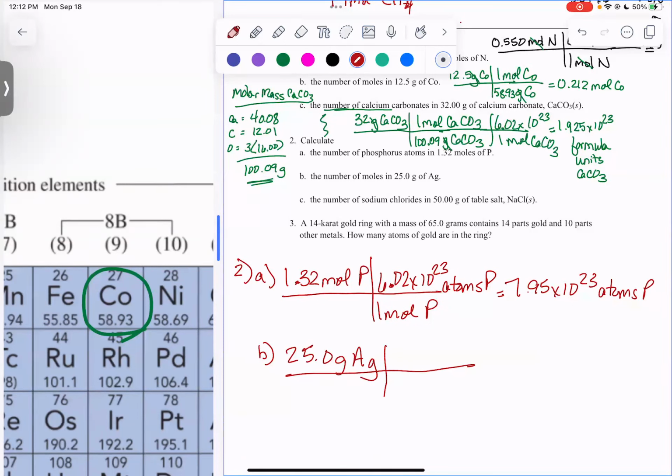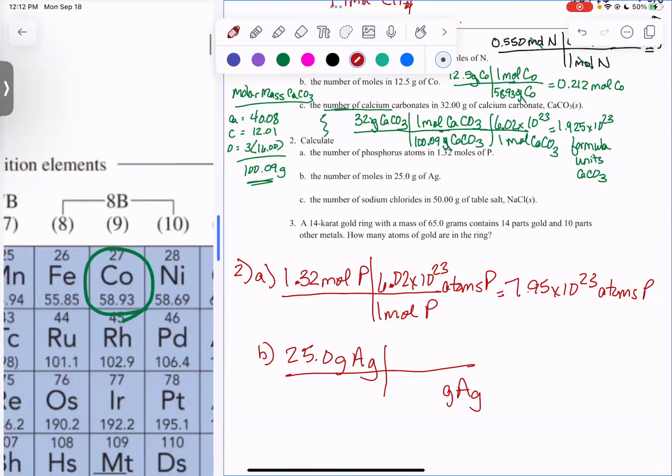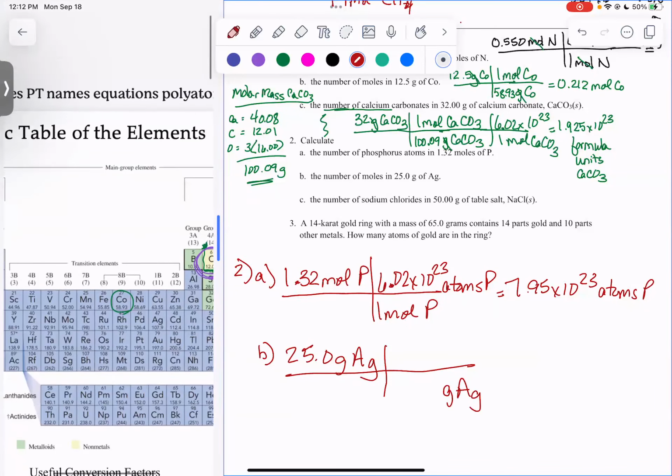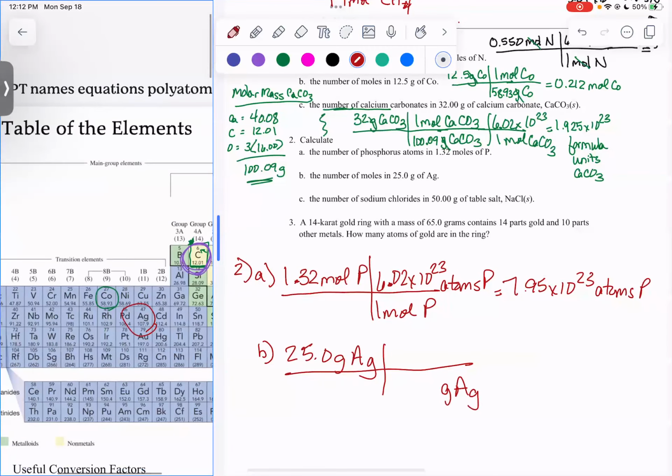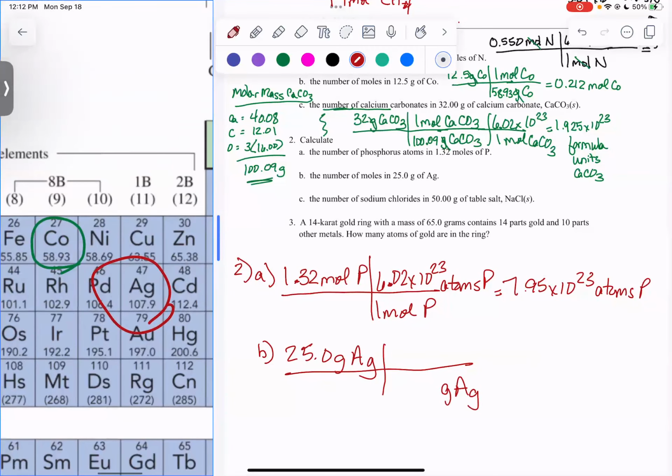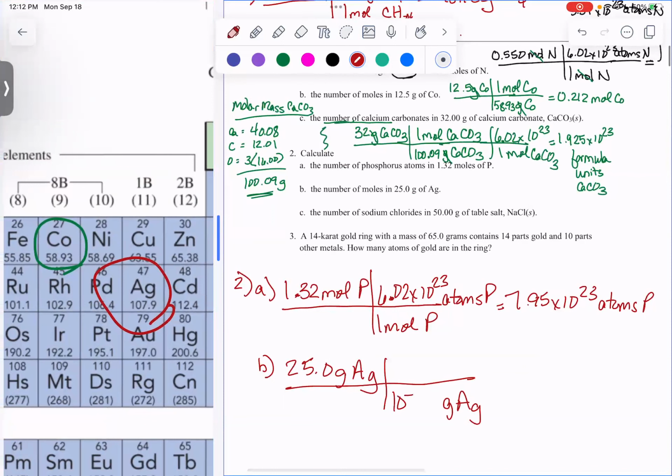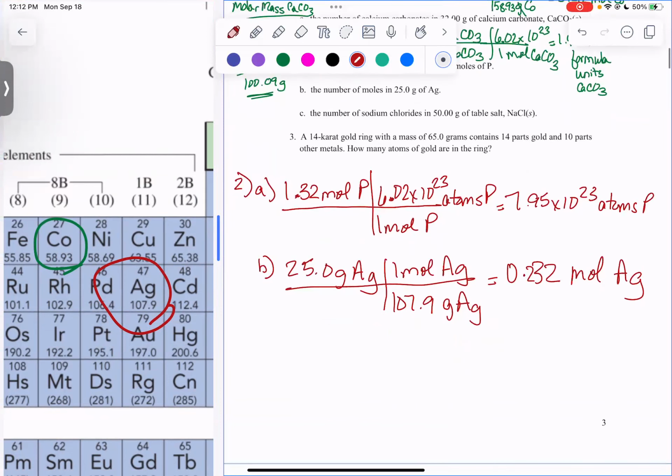Okay, I know my grams have to cancel. So this one, all I have to do is go to my periodic table and find Ag, right? Because it's only one thing. That's 107.9 grams in 1 mole of silver. And we get 0.3232 moles. Okay, so this is not so bad. It's just kind of like doing the same thing over and over again.